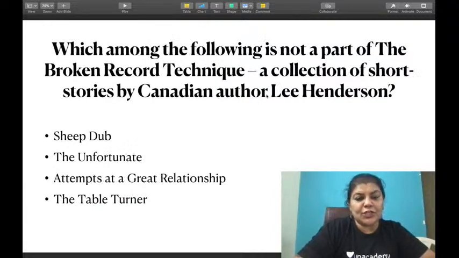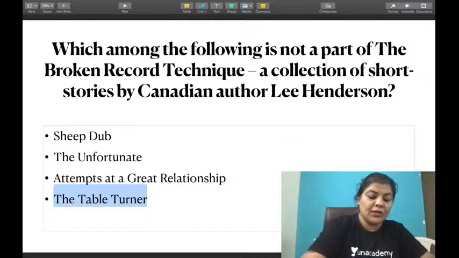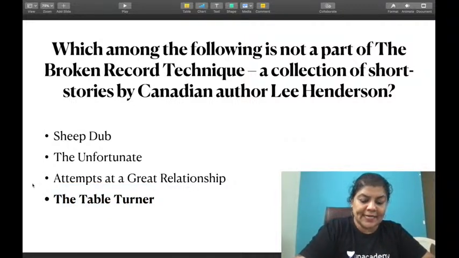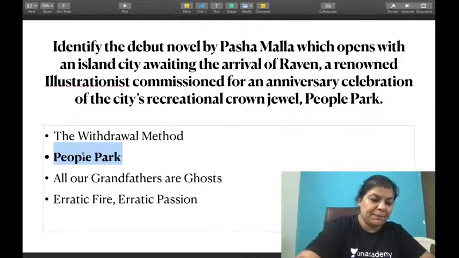Which among the following is not a part of the broken record technique? That is important. Lee Henderson, you should know. Broken Record Technique is a collection of short stories. Lee Henderson wrote Broken Record Technique. Identify the debut novel by Pasha Malla. I am just giving you an extra detail. It is People Park. People Park.